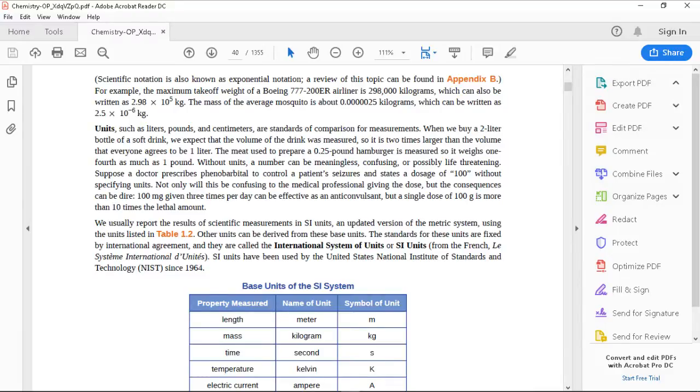Without units, a number can be meaningless, confusing, or possibly life-threatening. Suppose a doctor prescribes phenobarbital to control a patient's seizures and states a dosage of 100 without specifying units. Not only will this be confusing to the medical professional giving the dose, but the consequences can be dire. 100 milligrams given 3 times per day can be effective as an anticonvulsant. The single dose of 100 grams is more than 10 times the lethal amount.